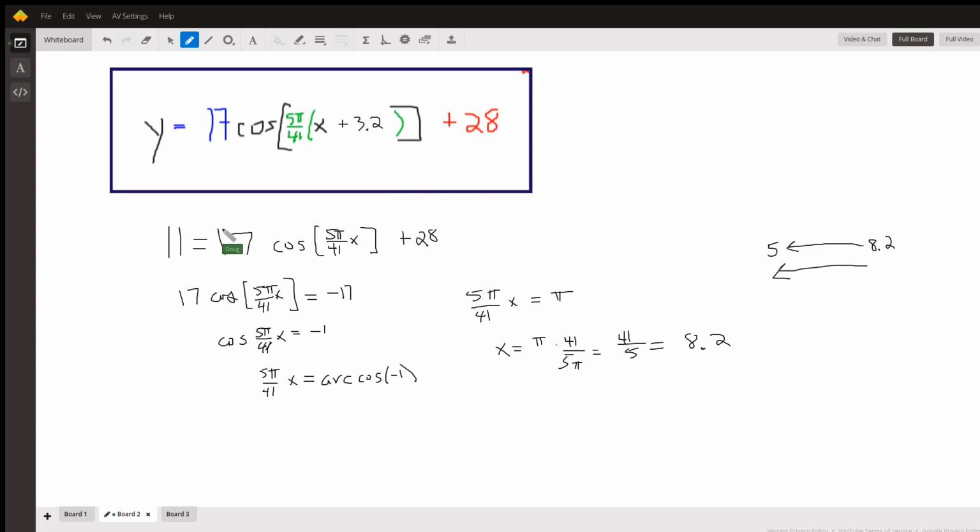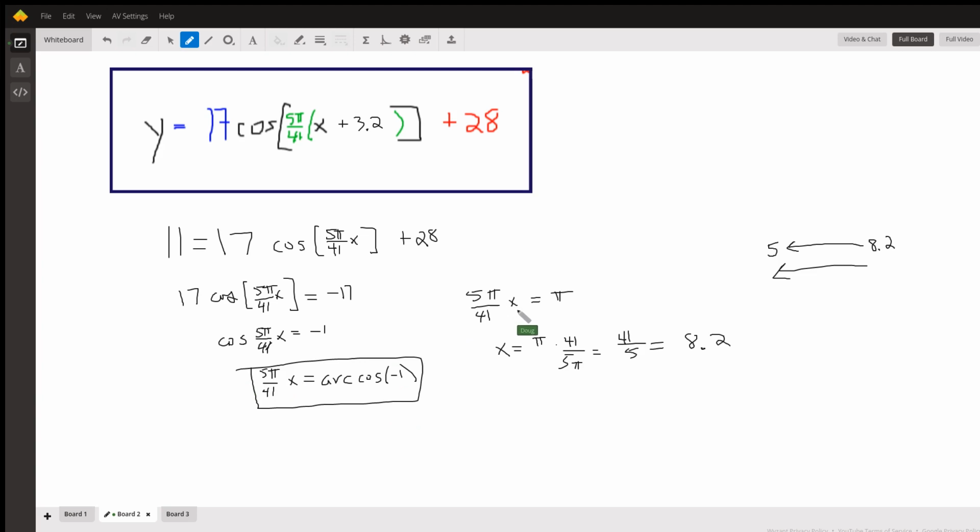The problem is that when does the low point occur without this phase shift? When does the pedal reach 11 inches above the ground? So we'll solve this equation, find out when that happens. If we solve for cosine of 5 pi over 41 times x, we get that equals -1. So this equals the inverse cosine of -1, which is pi.